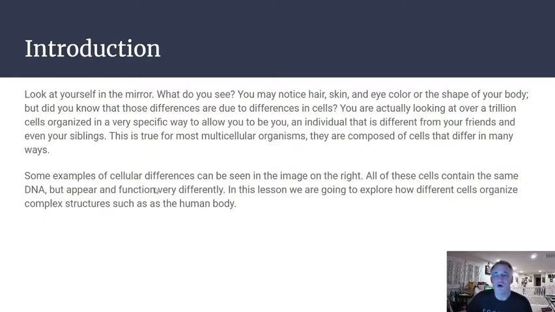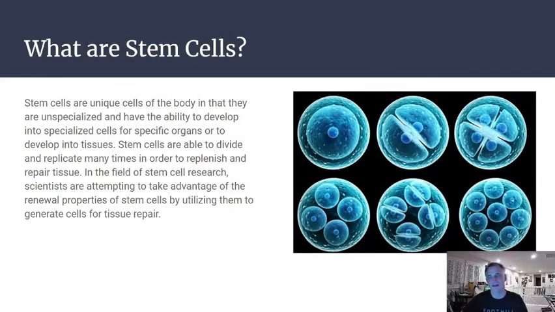This is true for most multicellular organisms. They're composed of many cells that differ in many different ways. They all have different functions. And remember, in biology, as we talked about last semester, shape determines function, right? So the way these cells are shaped is even different, as you're going to see as we go through these notes. Some examples of cellular differences can be seen in the images on the next page. All these cells contain the same DNA, but they appear to have different functions. So let's go through some of these different types of cells.